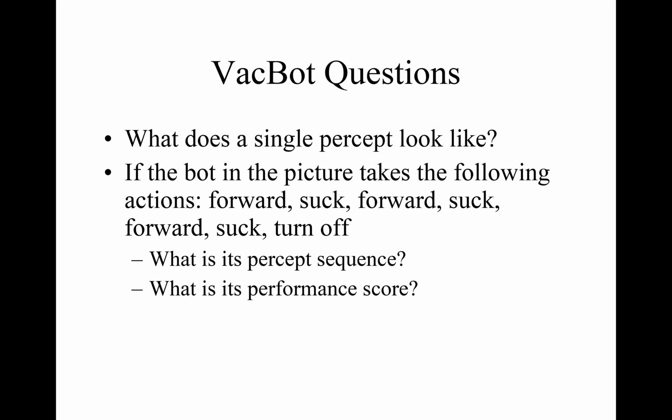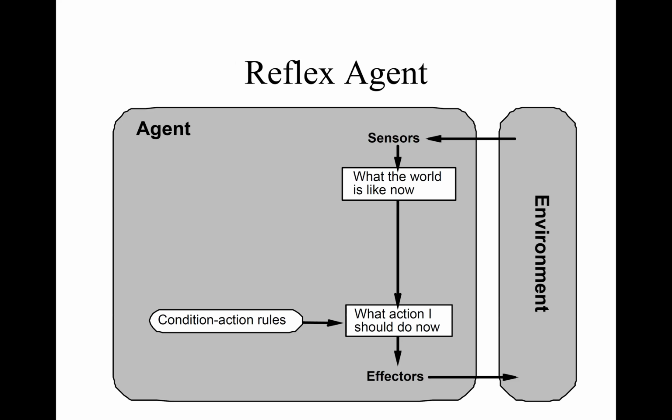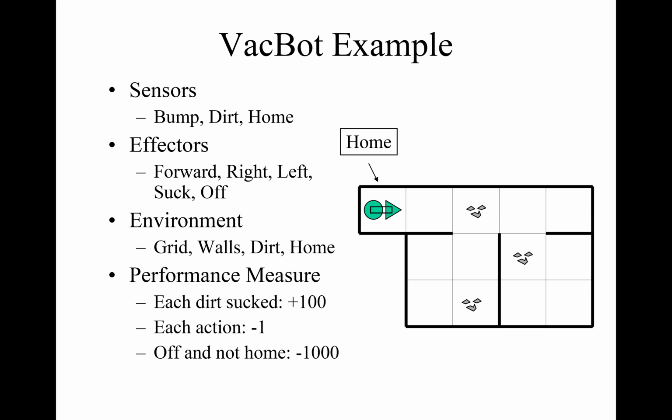Okay, and then it says, let's assume the bot takes these actions. Let me just put it in code here so we can do it. Forward and suck, forward and suck, forward and suck again, and then off. What's the percept sequence and what's its performance score? Let's assume that as soon as you turn it on, it gets 1 percept, so before it moves forward, it gets a percept. What would that percept be then?